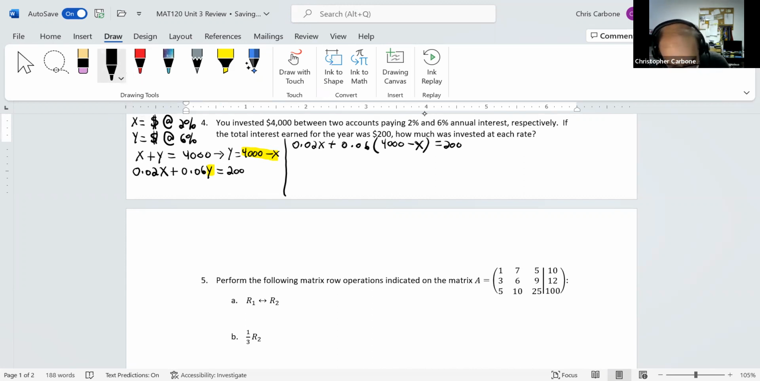Distributing the 0.06 to both the 4,000 and the negative X, we get 0.02X plus 240 minus 0.06X is equal to 200. And let me just fix that 4 so it looks more like a 4. There we go. We could combine the 0.02X and the negative 0.06X to make negative 0.04X plus 240 is equal to 200. We could subtract the 240 from both sides.